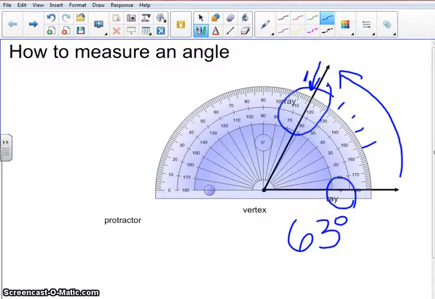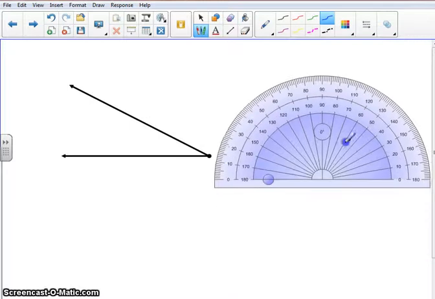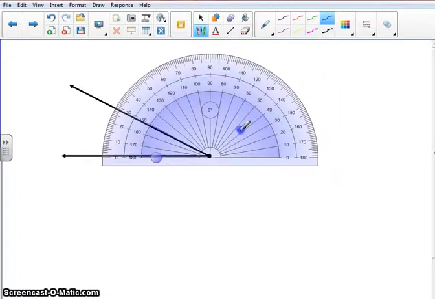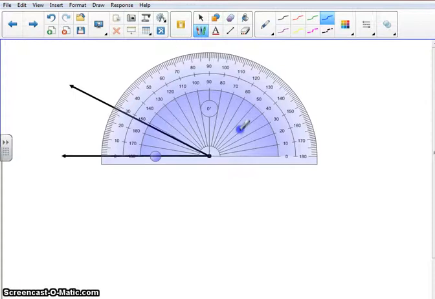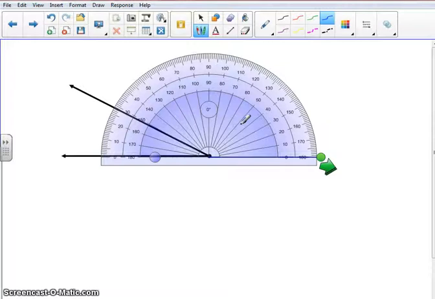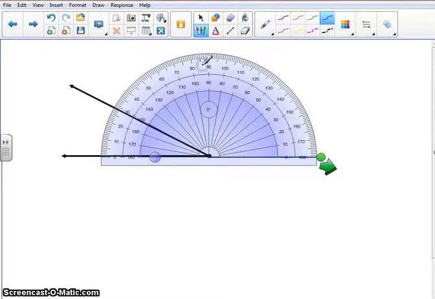Write the number 1 on the back of your study link and put 63 degrees next to it. Now let's try that again. So again, you need to line up the vertex of the angle with the center of the protractor, and you want to make sure that one of the rays goes through 0. So you spin this till it goes through 0, and then you follow it around.